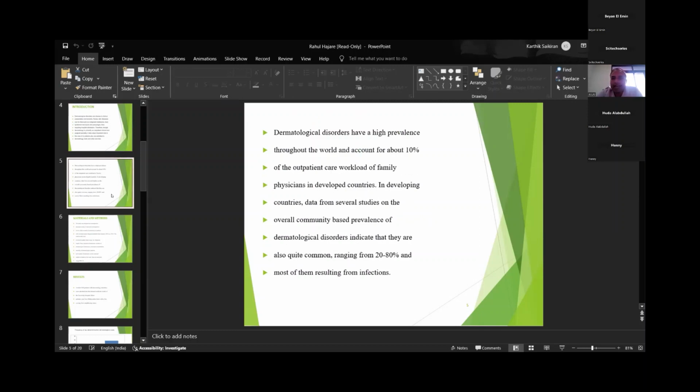Dermatological disorders have a high prevalence throughout the world and account for about 10% of the outpatient workload of family physicians in developed countries. In developing countries, data from several studies on the overall community-based prevalence of dermatological disorders indicate that they are also quite common, ranging from 20 to 80%, most of them resulting from infections.